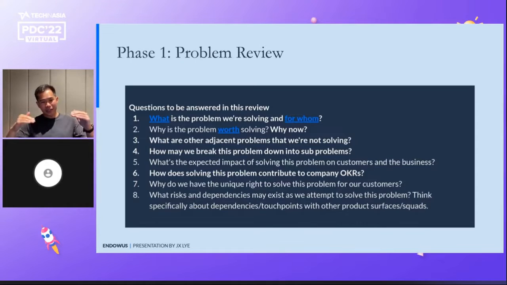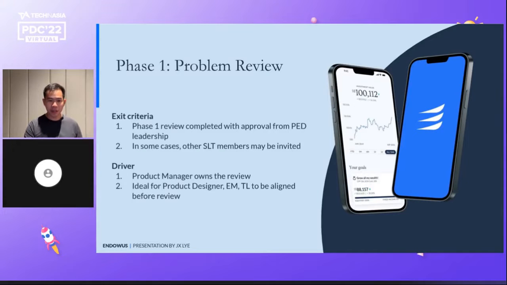And so once we answer this, and I won't go through the entire list, but I've highlighted in bold the questions that I think are more relevant, including how do we break it down and how does it contribute to company OKRs. But it's really about defining what the problem is in the most crisp way possible. And you know that you have the problem when you go through a review with approval from the product, engineering and design leadership team. In all of the companies you work at, usually we have a head of product, head of engineering, head of design.